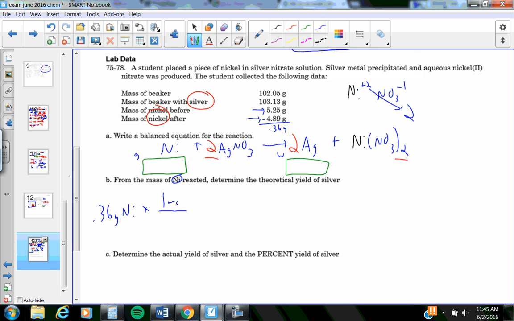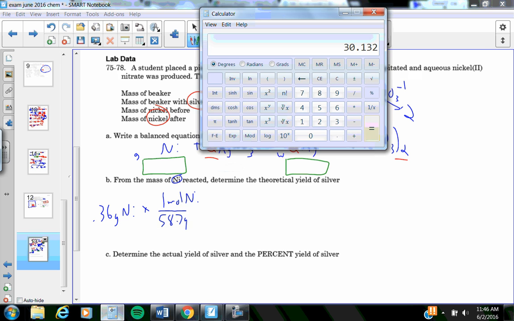I have 0.36 grams of nickel. 1 mole of nickel, according to the periodic table, is 58.7 grams. 0.36 divided by 58.7 equals 0.006 moles of nickel.